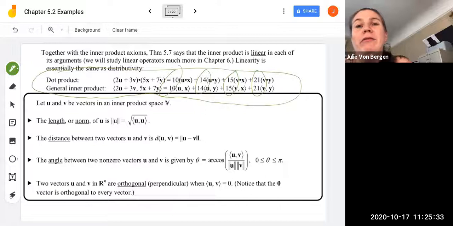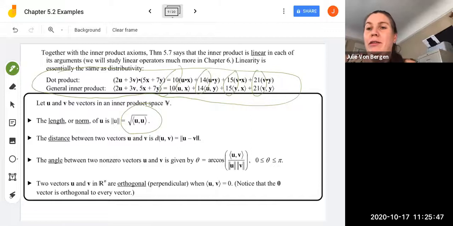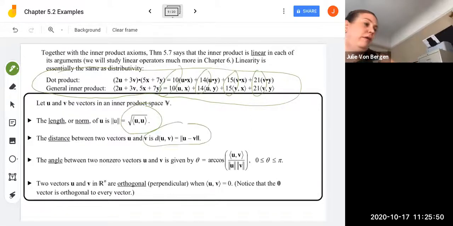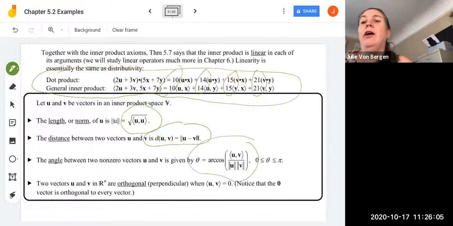Okay, so we're going to let u and v be vectors in the inner product space. And so we're going to define the norm to be the square root of the inner product of a vector with itself. The distance between two vectors is the norm of u minus v. So this is very similar to what we saw with dot products. And then the angle between two non-zero vectors u and v is given by theta equals the arc cosine of the inner product of u and v divided by the norm of u times the norm of v, for theta between 0 and pi.